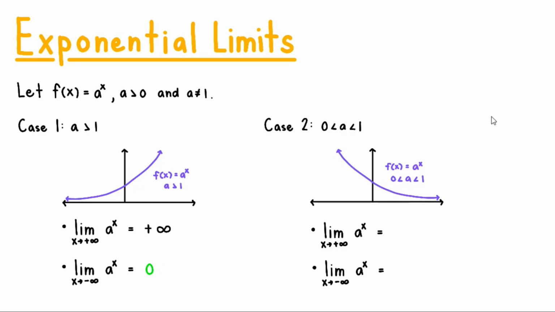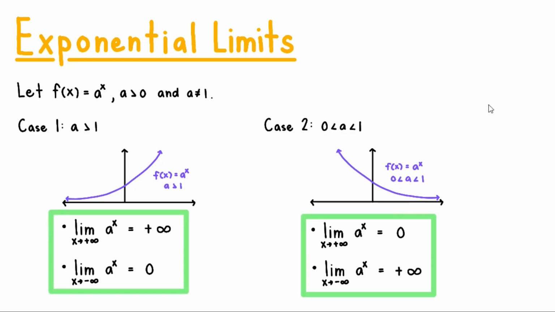For the second case, as x goes to infinity, this area out here, the limit approaches 0. Now as x goes to negative infinity, this region out here, a raised to x goes to infinity. And so these are the 4 things that we also need to remember, as this would be useful in our calculations as well later on. So again, you need to remember the 2 properties mentioned earlier and these 4 limits out here.